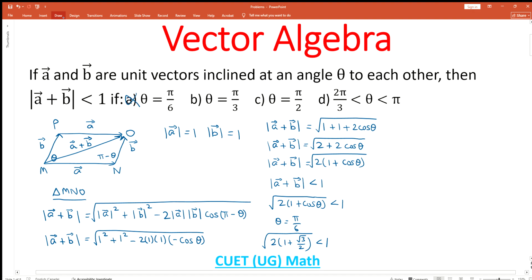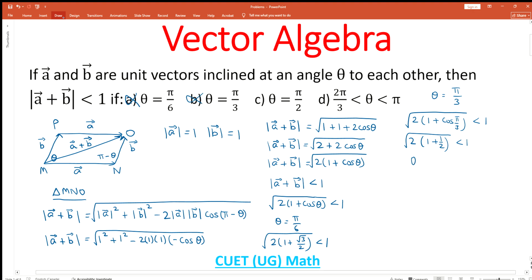Next we can try theta equals pi over 3. I get 2 times 1 plus cos pi over 3 under the square root less than 1. Cos pi over 3 is equal to 1 over 2. 1 plus 1 over 2 is equal to 3 over 2. 2 times 3 over 2 is equal to 3. And square root of 3 is not less than 1. That means option B is not the answer.